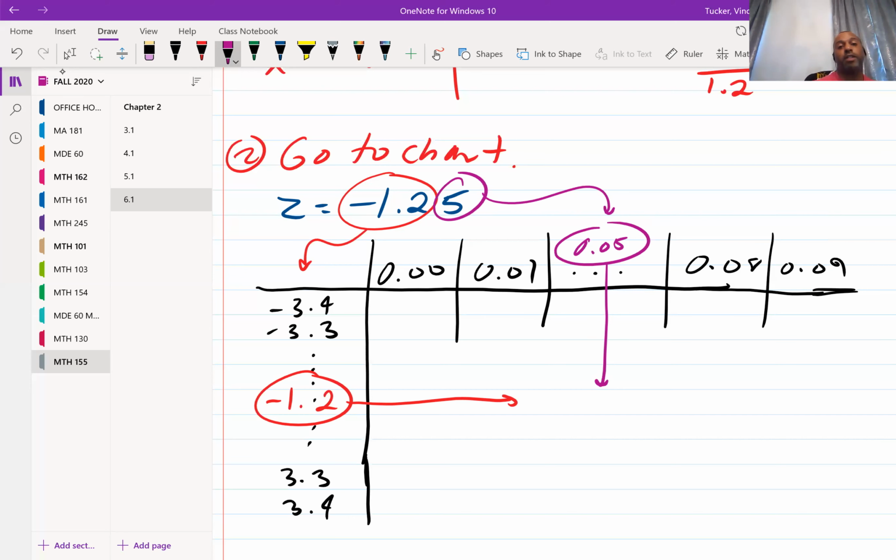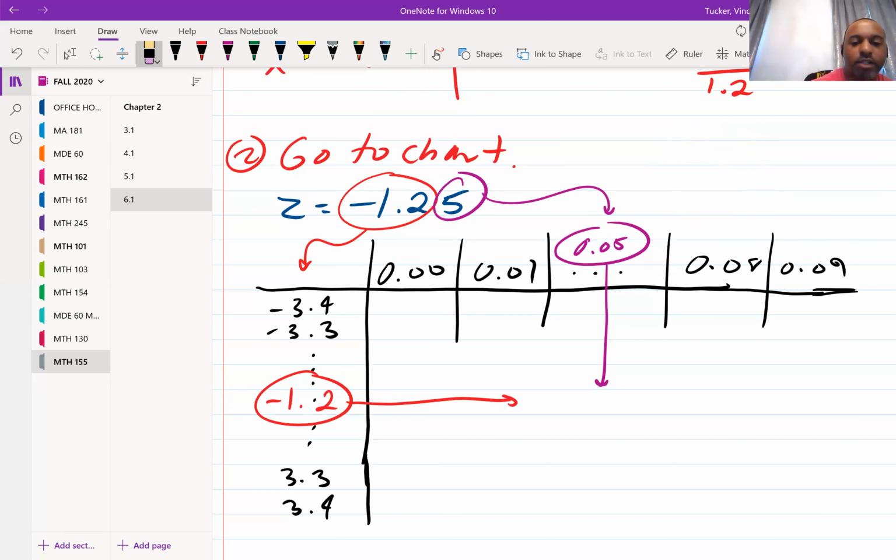Okay, everybody clear on that? So the 1.2 will be on the left column, and then my rightmost digit, which is the 5, will be on the top row, and that will always be the case. So let's say if I have 2.73, 2.7 will be on the left column, and then 0.03 will be up on this top row. That'll always be how you break it up. Questions on the breakup before we actually go to the chart?